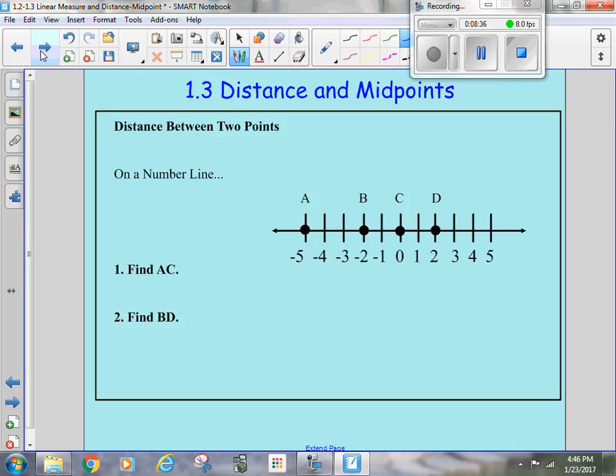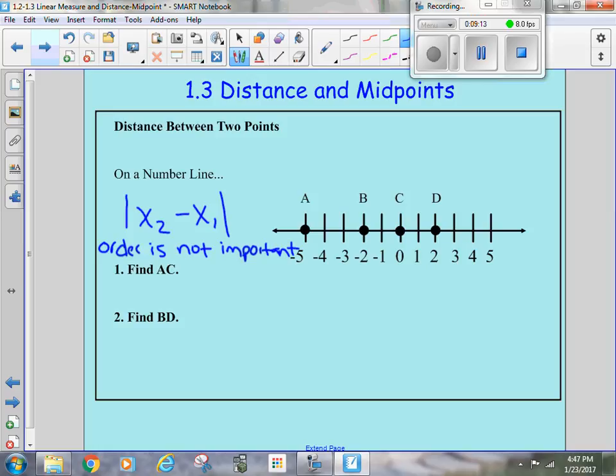Now moving on to lesson 1.3, we're going to look at distance and midpoints. To find the distance between 2 points on a number line, as shown here, you take the absolute value of x2 minus x1. And order is not important. It doesn't matter if you take x1 minus x2 or x2 minus x1. It's not going to make a difference.